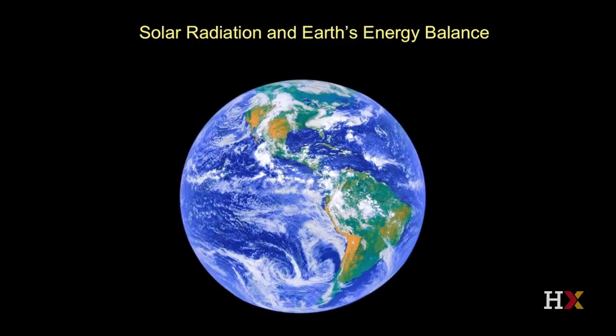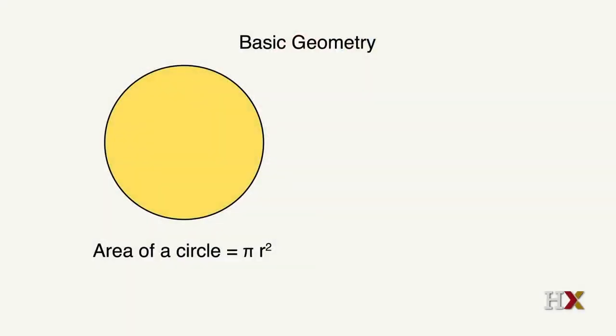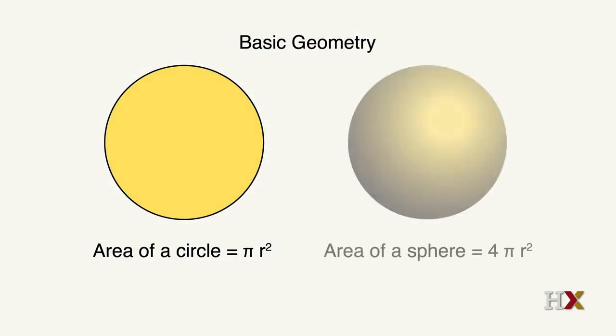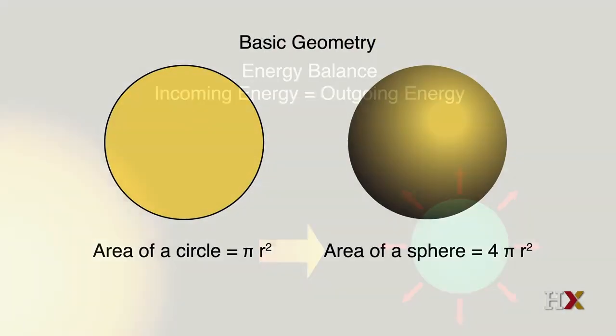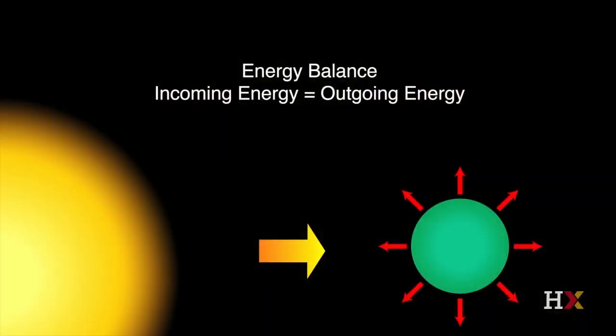Let's dig a little deeper into the Earth's energy balance and its interaction with solar radiation. We have to remember first some basic geometry, that the area of a circle is pi r squared. We're going to approximate the Earth as a circle, even though it's not perfectly circular. And of course, the area of a sphere is 4 pi r squared. We can describe a simple energy balance where the amount of energy delivered to the Earth from the Sun is equal to the energy lost from the Earth as infrared radiation.